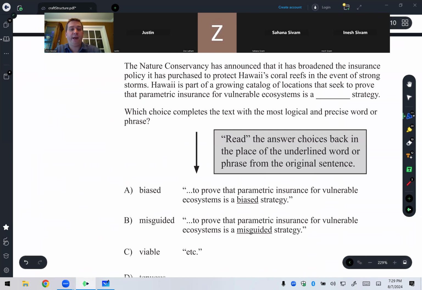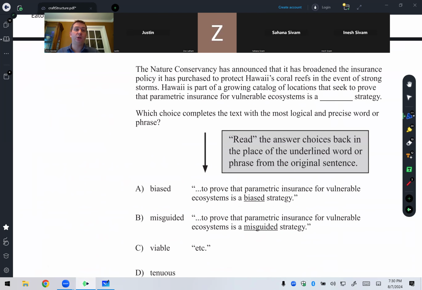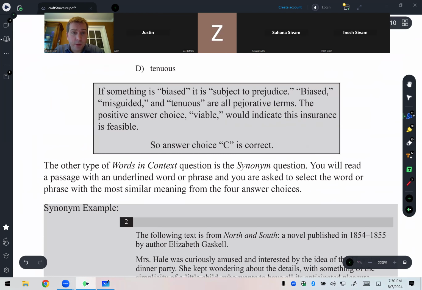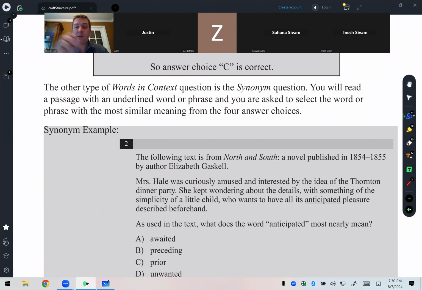Read the answer choices back into the sentence. It takes 10 seconds. It doesn't take very long, but you will immediately know which one sounds correct. Just use your ear, if that makes sense. All right, so that one was C. On to a synonym question. So they're asking us for a synonym for the underlined word.